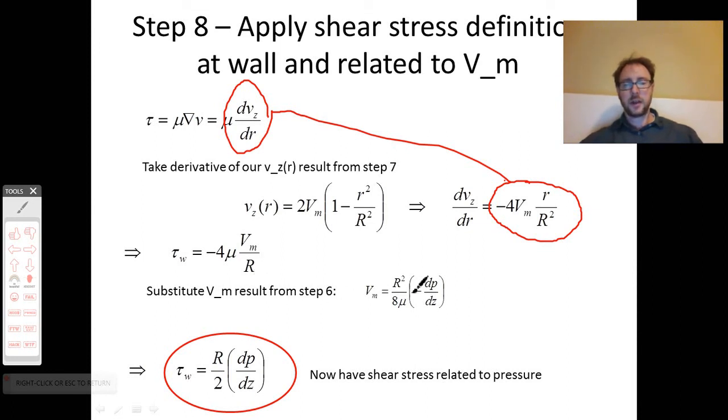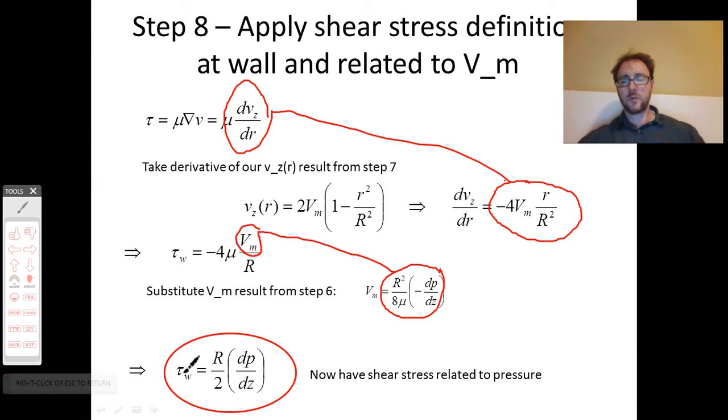And then we also had on our last slide that the mean velocity is equal to r squared over 8 mu times the pressure gradient. So if we take this result and put it into Vm, we then end up with the wall shear stress being proportional to the pressure gradient times half the radius. So we've related the shear stress at the wall to the pressure gradient.